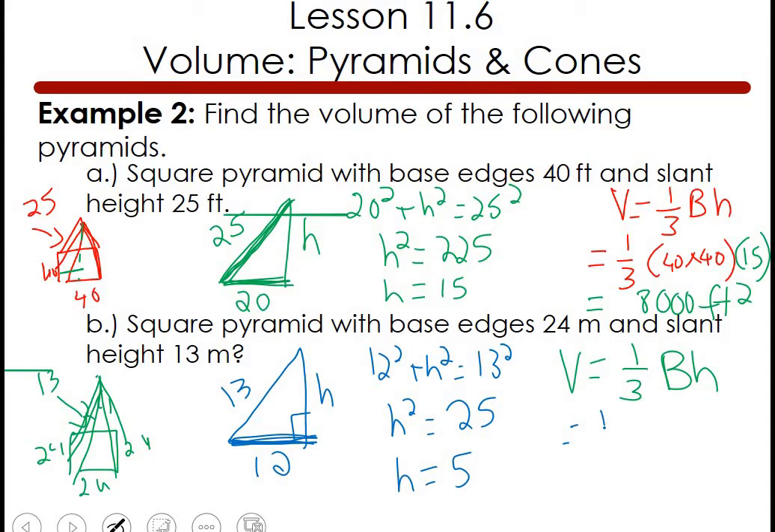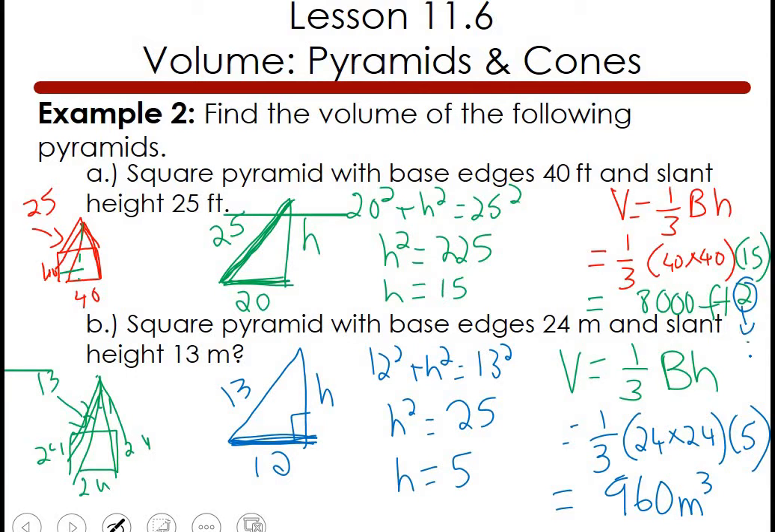So again, same thing, 1/3 times the area of the base. It's a square, so the way you find the area of a square is 24 times 24. And then the height of the figure is 5. When you multiply it all out, you get 960 meters cubed. Oh, whoops, I wrote a square here. It should be cubed. It's volume, so it's cubed, right? Because if you think about it, this is feet, that's feet, that's feet. So how many feet do you have? You have 3 dimensions.